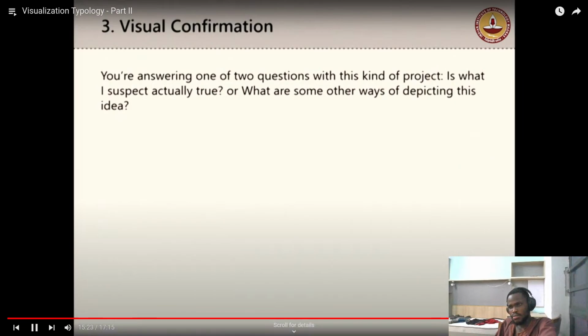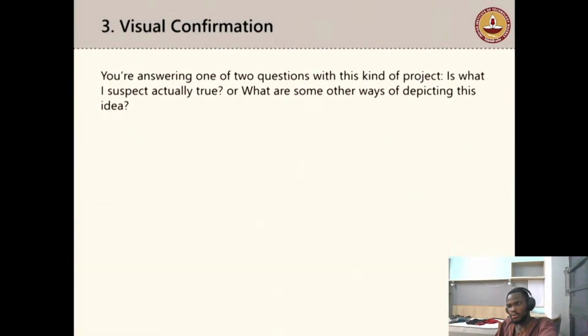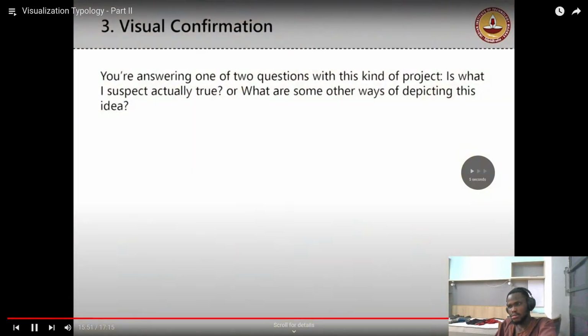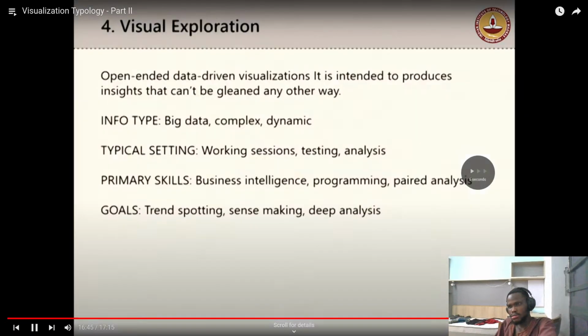Okay, the third and the fourth are where most of this interesting visualization happens, right? You're answering 1 or 2 questions with this kind of a project. Is what I suspect actually true? Often people mistake it and use it as true, right? So today's exercise is about things that can't be gleaned any other way.